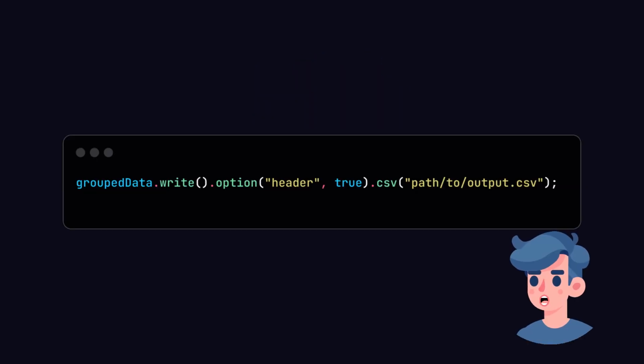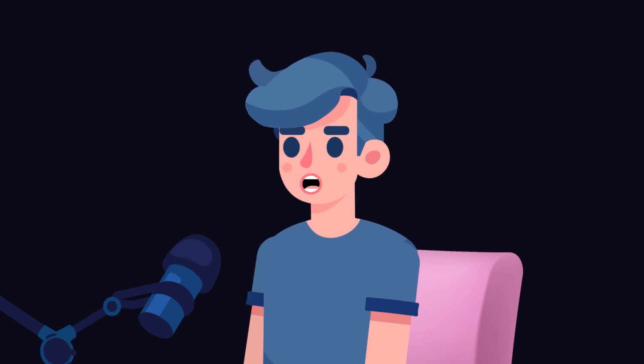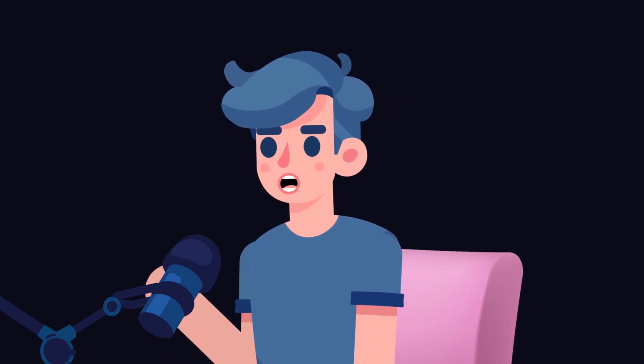Now, let's look at how to save our final DataFrame to a new CSV file. To do this, we will use the write method provided by the DataFrame class. At the end of your main method, add the following code. Ensure to replace path/to/output.csv with your intended output path. This saves the aggregated DataFrame to a new CSV file.